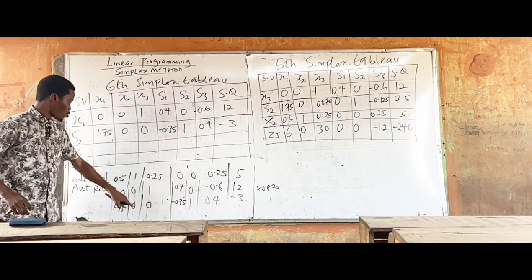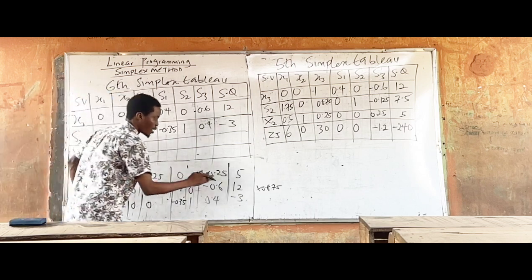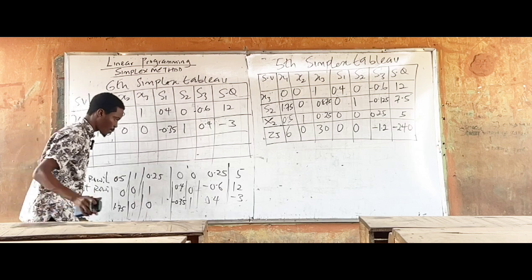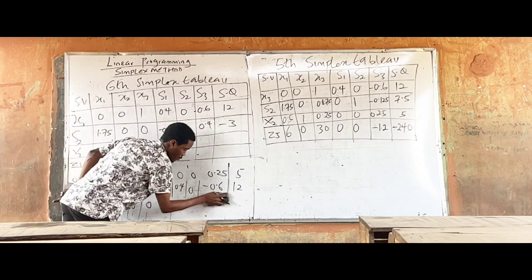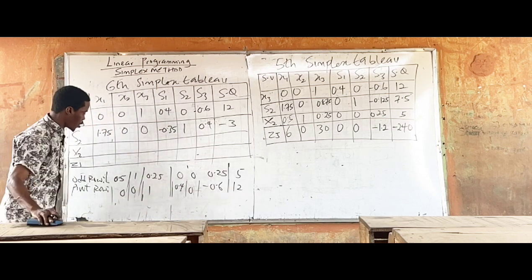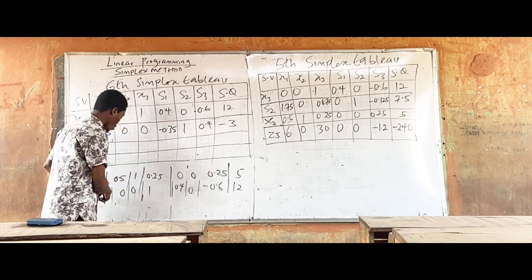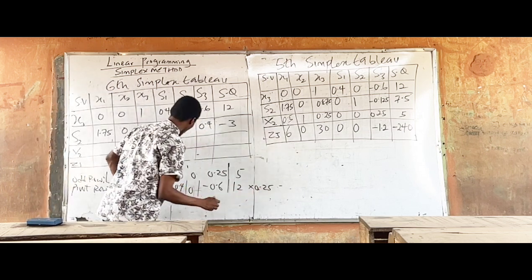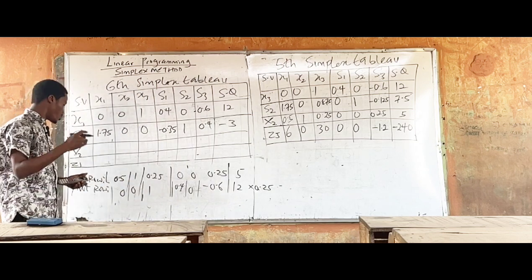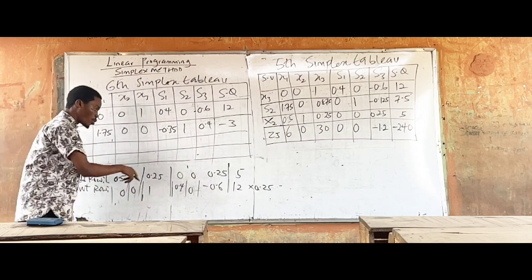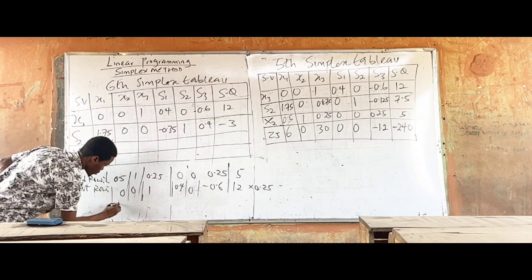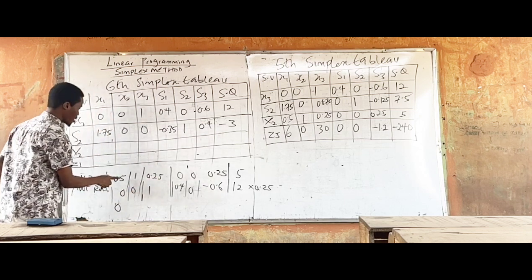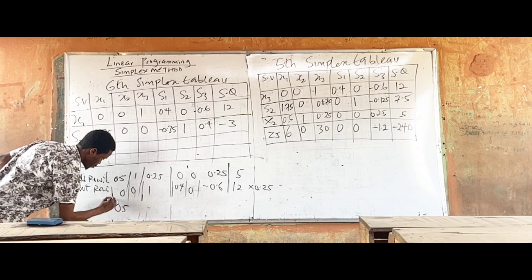So 0.25, I want to make 0.25 to be 0. What am I going to do? It means I'm going to multiply this pivot row by 0.25, so I will be able to subtract old row minus pivot row. So 0.25 times this, I'm going to get 0. 0.25 times this number, I'm going to get 0. So 0.5 minus 0, I'm going to get 0.5.